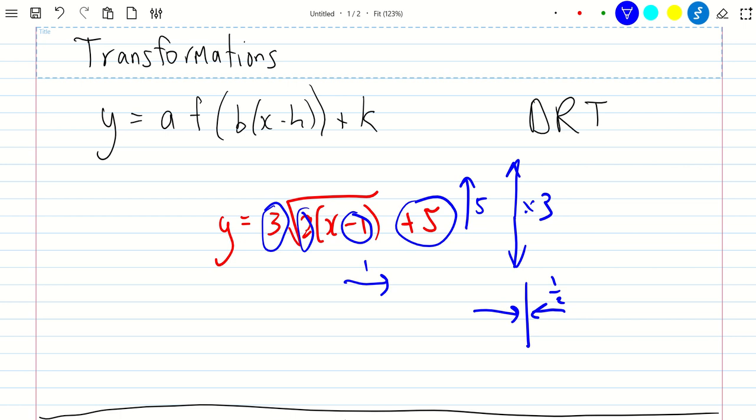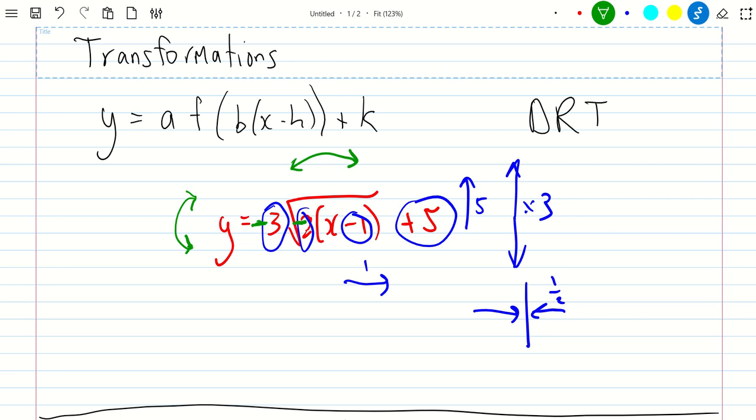So we know all these things already. And what about negatives? I'll just put it in green. What if we had a negative out the front? Well, that affects the y values, and so that flips it upside down. It reflects it in the x-axis. If you had a negative in front of the x's, what that would do is flip it from left to right, so reflect it in the y-axis.